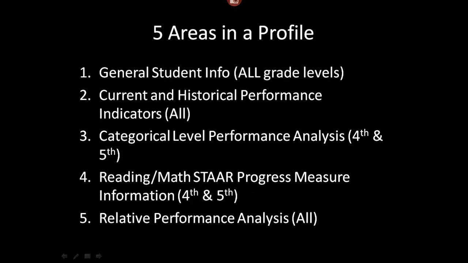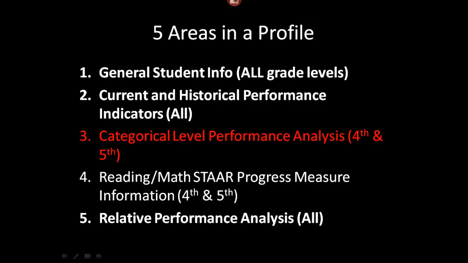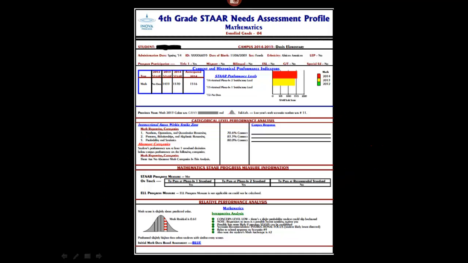There are 5 possible areas in a student profile. 4th and 5th grade student profiles contain all of the 5, whereas kinder through 3rd grade reports contain only general student information, current and historical performance indicators, and relative performance analysis. This is because the information for categorical level performance analysis and progress measure information is pulled directly from STAR data.